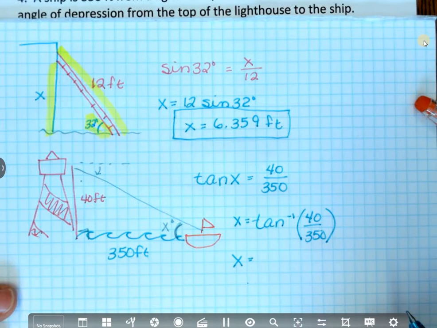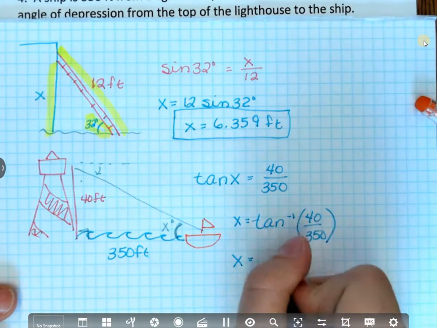I'm not typing it in. Y'all are. Come on. 6 point.